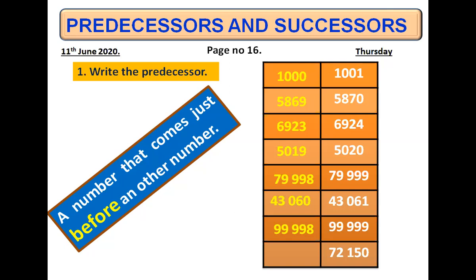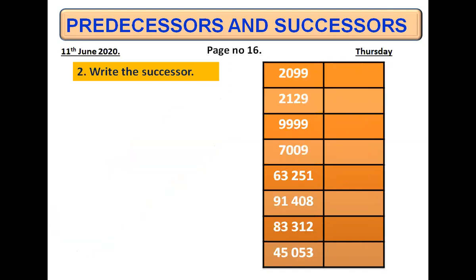72,150. What comes before 50? It's 49. So the predecessor of 72,150 is 72,149. Clap for yourself, all of you who have done these sums themselves and have done them correctly. Very nice. Coming to question number 2 now.